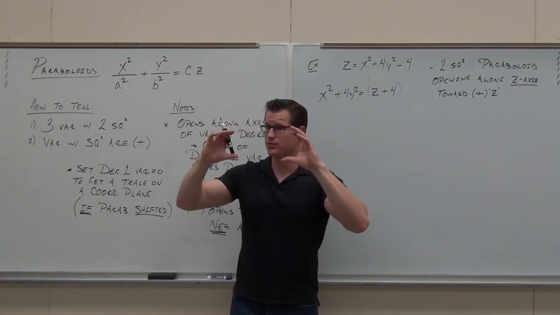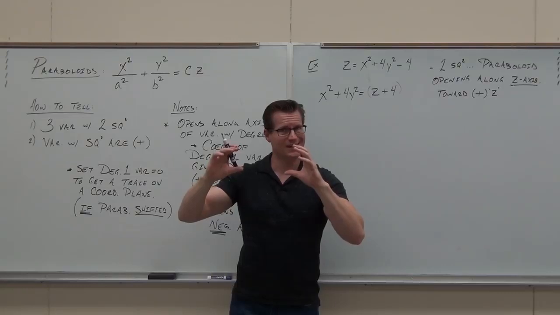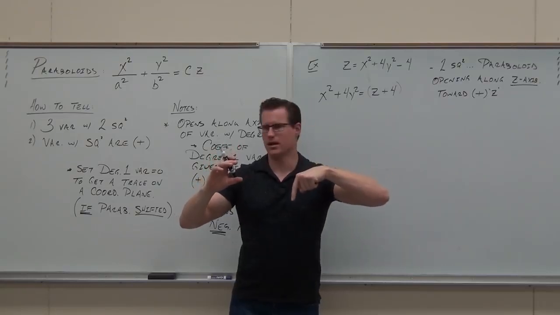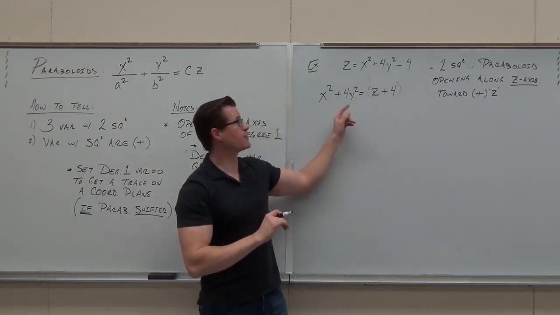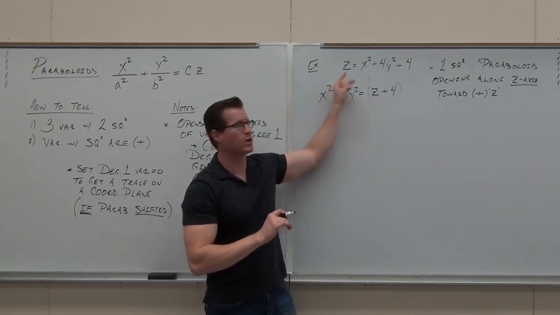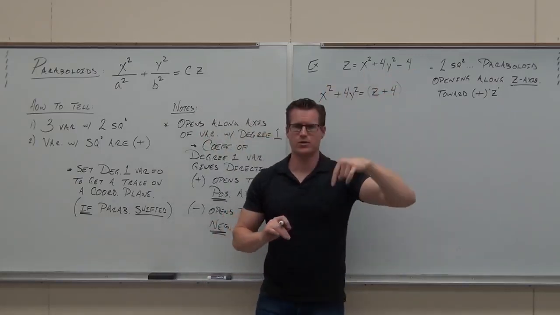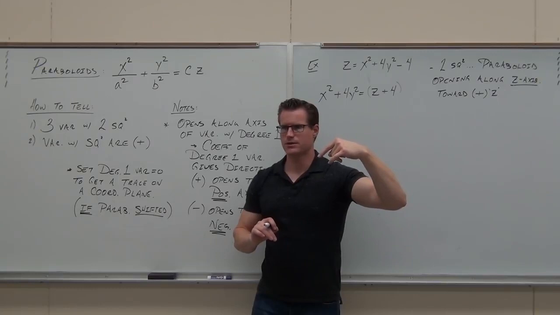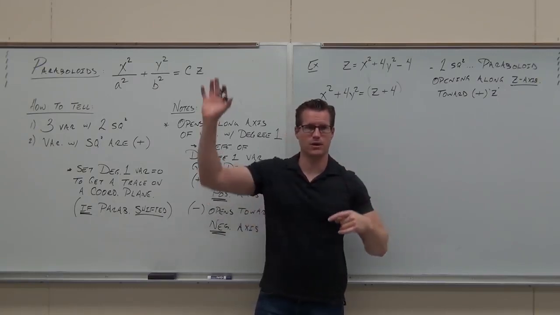So when I have that z plus 4, it is a shift along the z, but it's down 4. It's not up 4. Only when you have one variable solved for that variable do those numbers at the very end go the direction you want them to go. Any other time, it's pretty much backwards. Show of hands if you feel okay with that one.